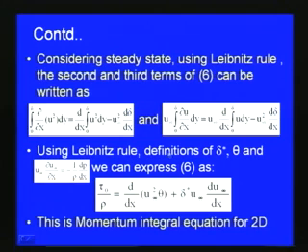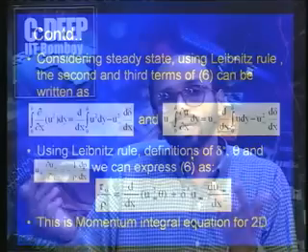Now, using the Leibniz rule and the definitions of delta star, the displacement thickness, and theta, the momentum thickness, and u infinity ∂u infinity/∂x equal to minus 1 by rho dp/dx, finally von Karman derived the momentum integral equation. He derived this equation as tau 0 by rho is equal to d/dx of u infinity square theta, plus delta star u infinity du infinity/dx. This equation is called the momentum integral equation in 2 dimensions, which was derived by von Karman.